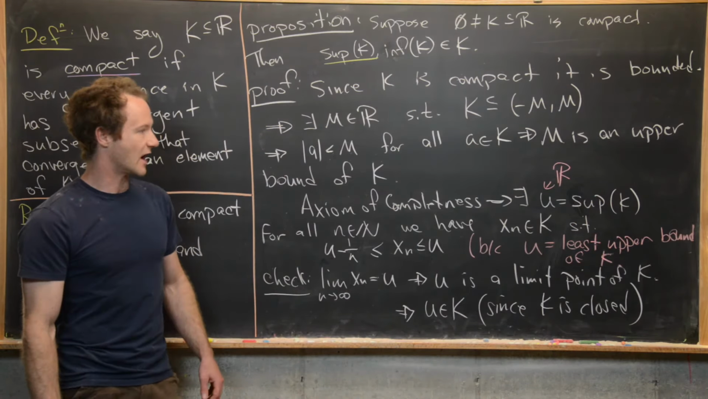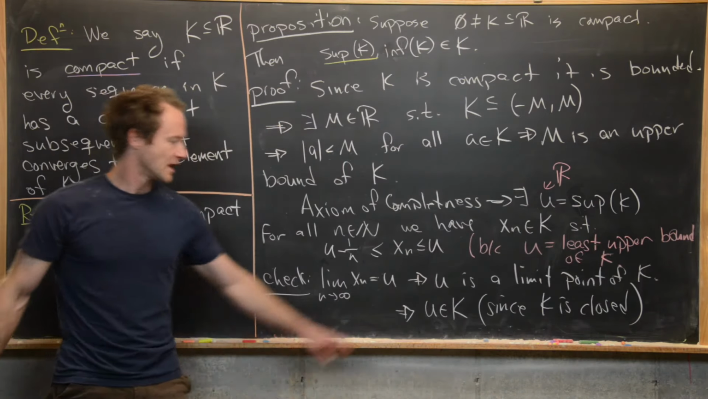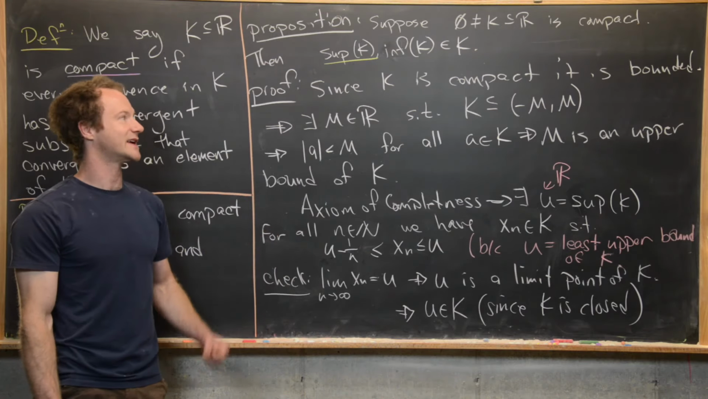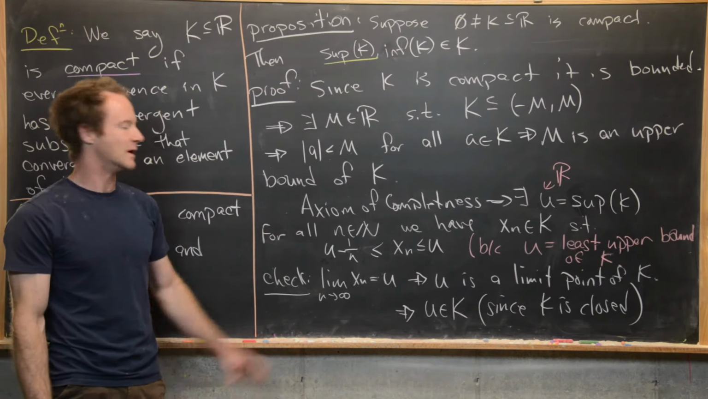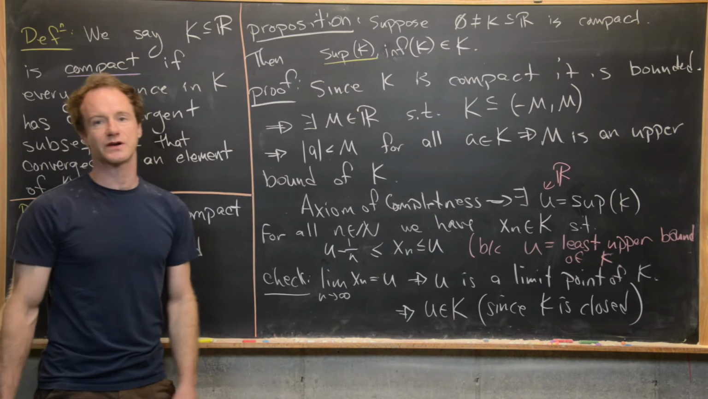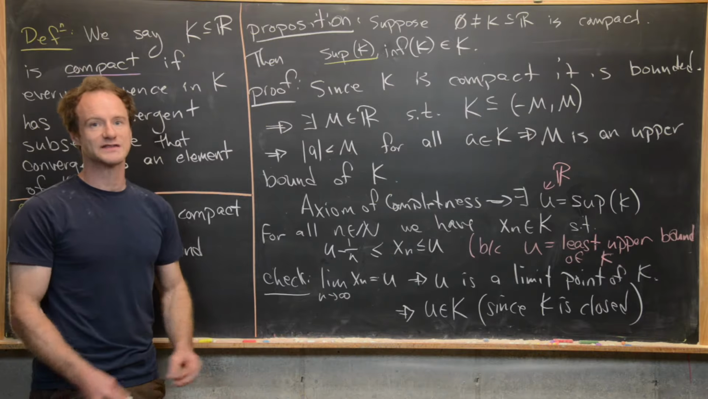So let's see what we've got. We've got U is equal to the supremum of K, and U is in K. So in other words, K, this compact set, contains its supremum. And a completely analogous proof will show that it also contains its infimum, or its greatest lower bound. And that's a good place to stop.